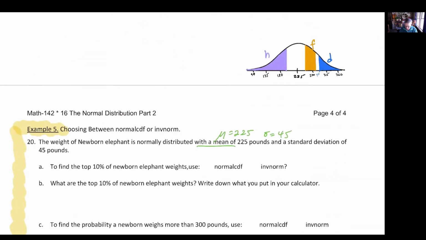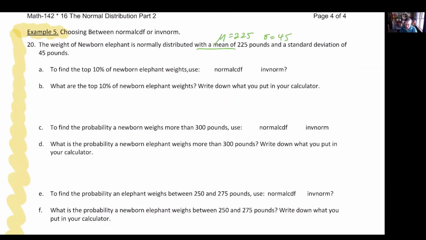Now let's talk about choosing between normal CDF and inverse norm. Because here's the thing: on the tests and the quizzes, I'm not going to tell you which one to use. You're going to have to pick out which one to use, so you're going to have to use those cues I pointed out. Number 20, the weight of a newborn elephant is normally distributed with mean 225 pounds and a standard deviation of 45 pounds. I don't know if you've noticed, but I always write the mean and standard deviation up here just to pull them out so they're easy to find, because you're going to be using them in every single one of these problems. Just another good habit to get into.